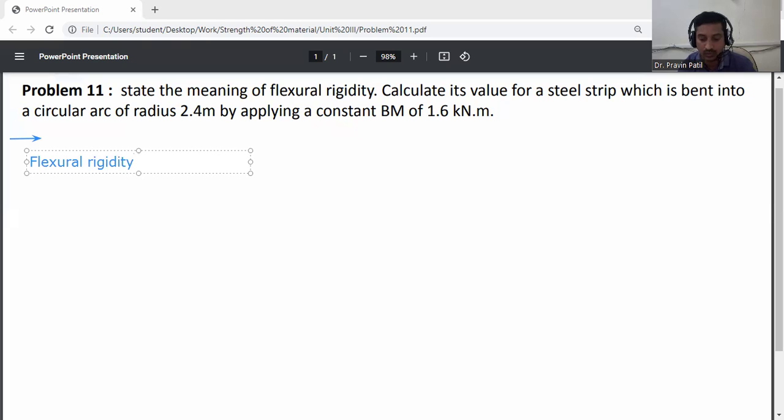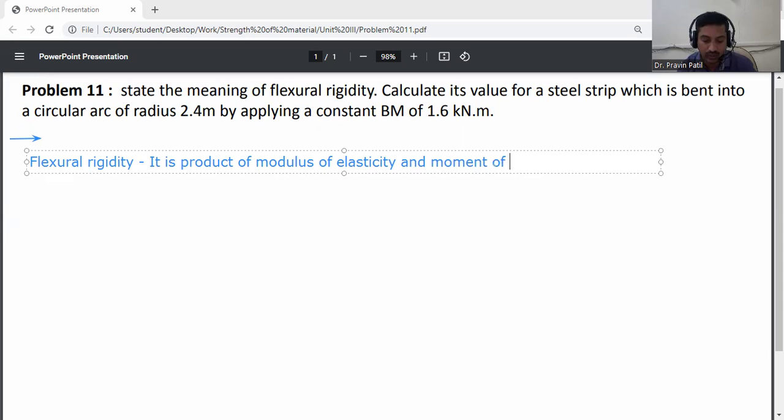Flexural rigidity. It is the product of modulus of elasticity and moment of inertia of this section.